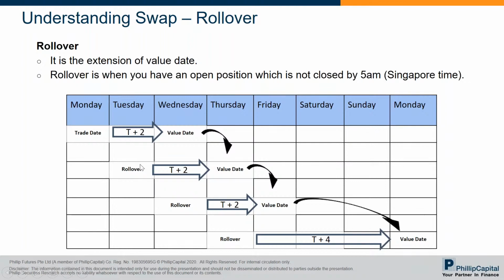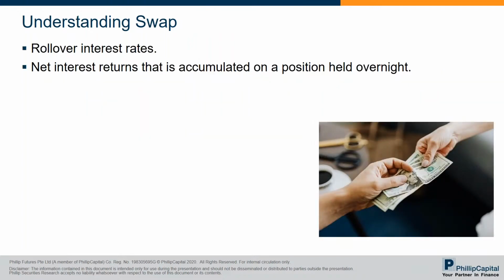This extension is also called rollover in the world of Forex. A rollover would happen if you have an open position that is not closed by 5 a.m. Singapore time, which is the end of a trading day, like we mentioned earlier in the trading session portion. So that is the rollover. And what is a swap actually? Swap is basically just the interest rates that you would incur when the rollover happens. It also means the net interest returns that are accumulated on a position that you hold overnight. So whenever there's a rollover, you'll be charged interest rates. Essentially, that is swap.